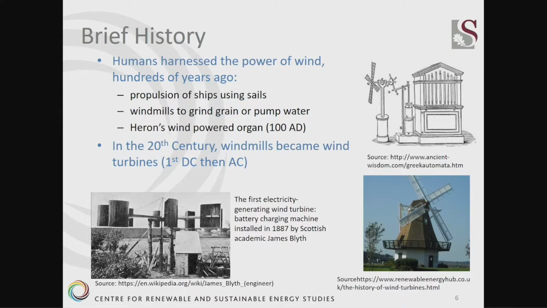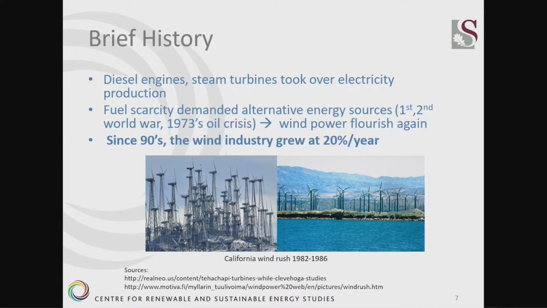It started with a direct current turbine in 1887 by Scottish academic James Blyth, which was used for charging a battery. Later on, it progressed to alternating current turbines connected to the electricity grid. In comparison to internal combustion engines, wind turbines were uneconomical at that time. Diesel engines and steam turbines took over electricity production.